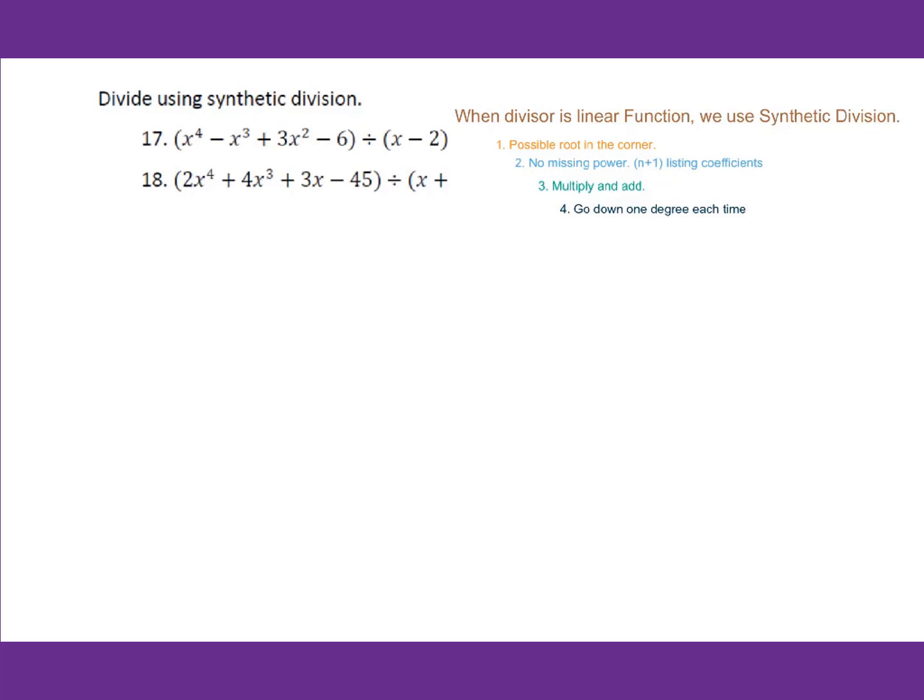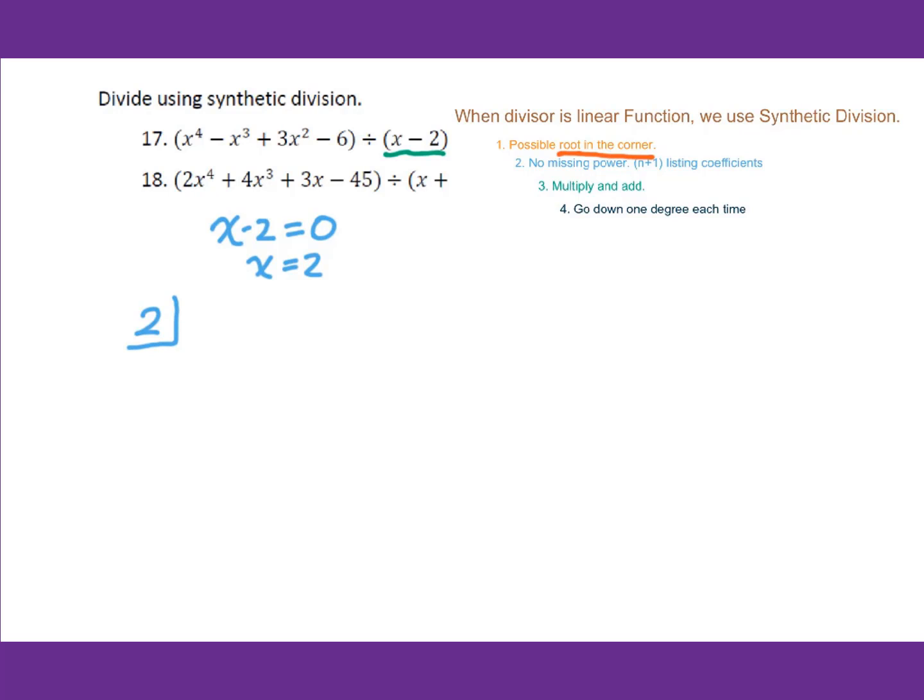For number 17, since the divisor is a linear function, we can use synthetic division. Remember first, root in the corner. That means we will find the root for the divisor x minus 2 equal to 0. X equals 2. That's why I put the 2 in this corner. No missing power.